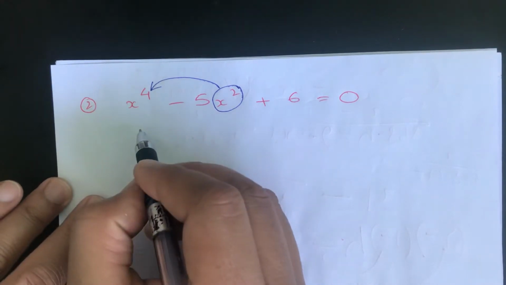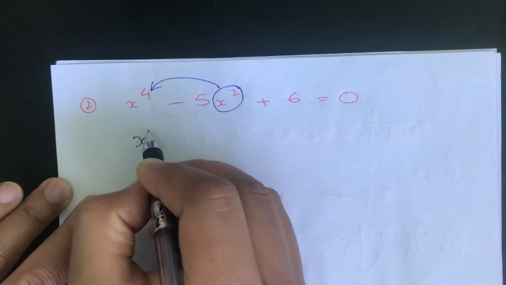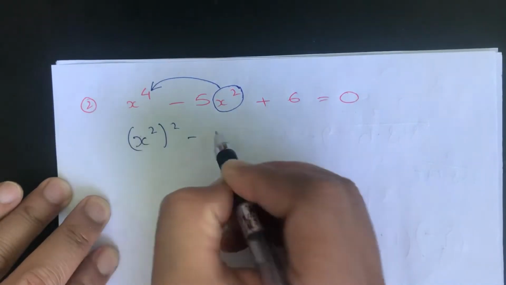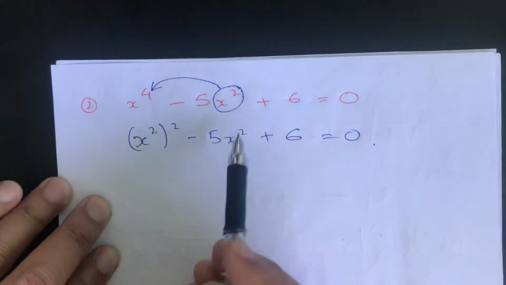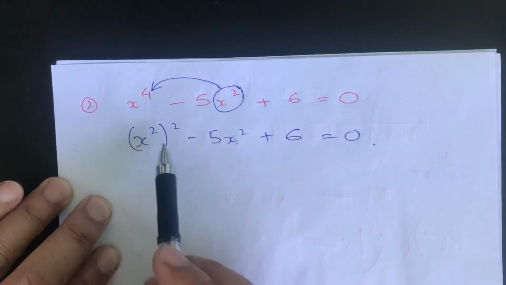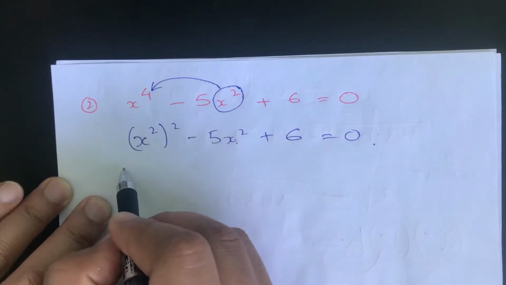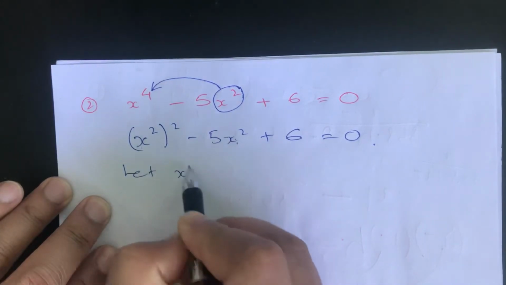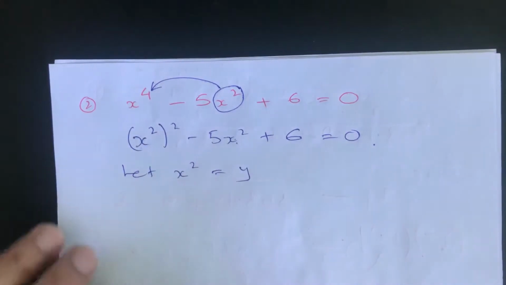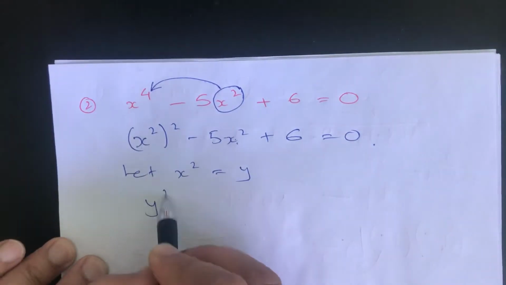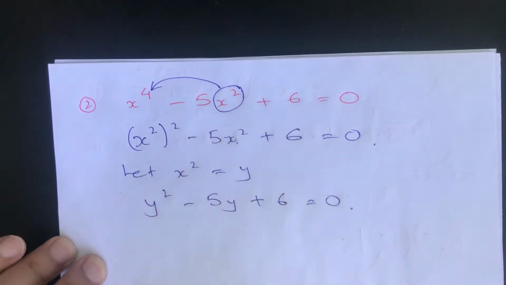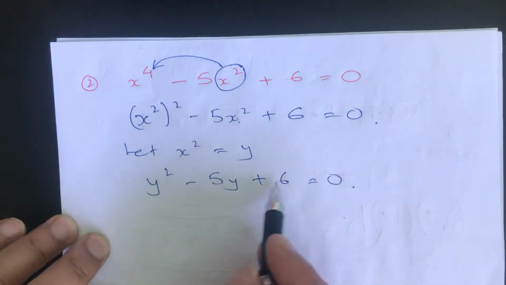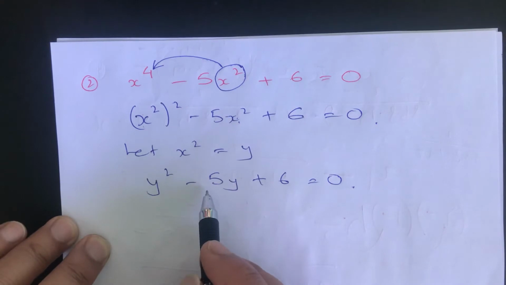So over here what we do again is we write this as x to the power 4 minus 5x squared plus 6 is equal to 0, so that these two are exactly the same. Once I have this, then we make the assumption. So let x squared be equal to y, then I get y squared minus 5y plus 6 is equal to 0.